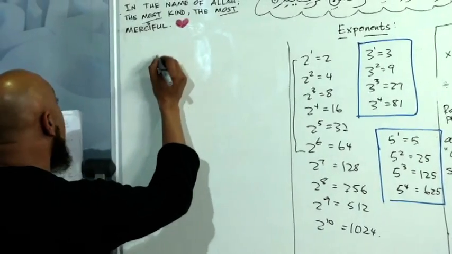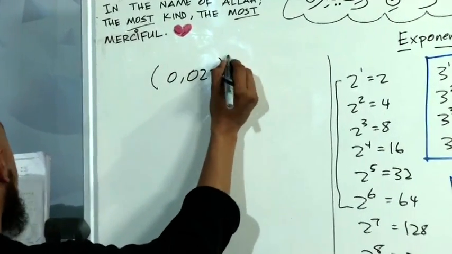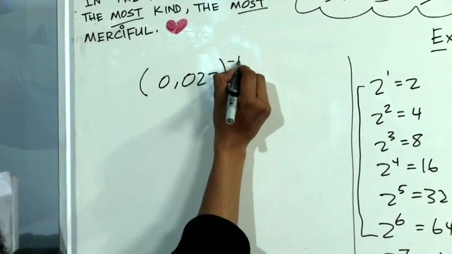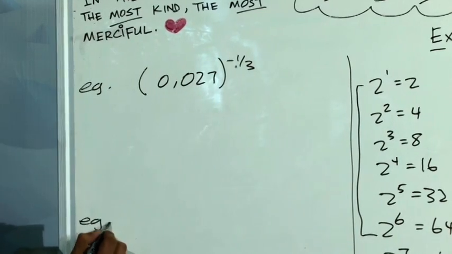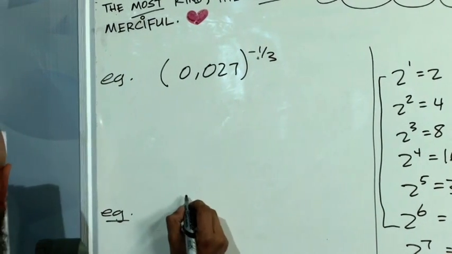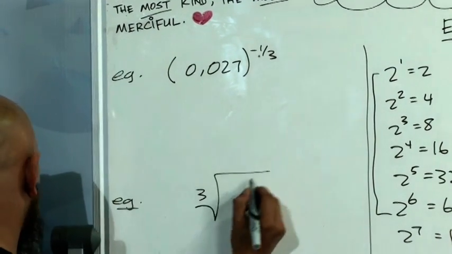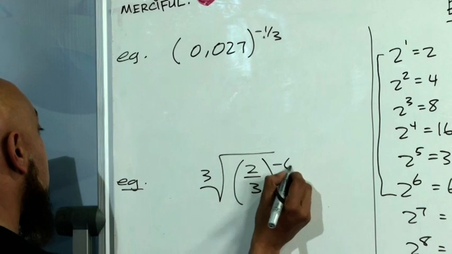And let's say, here's one, 0,027 to the power negative a third. I'd like you to do this one during the ad break. And I'm going to give you one more to do, and let's say the cube root of 2 over 3 to the power negative 6.